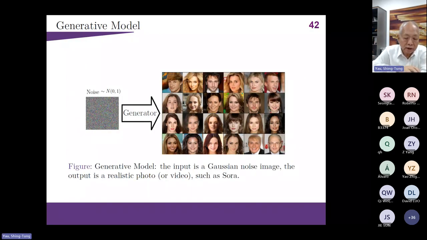So the generative model: traditionally, the input to a generative AI model is a white noise image. The output is an image which looks extremely realistic. Recently, OpenAI has made a breakthrough for the text-to-video generative model, Sora, which takes a text prompt as the input and generates coherent, realistic videos.